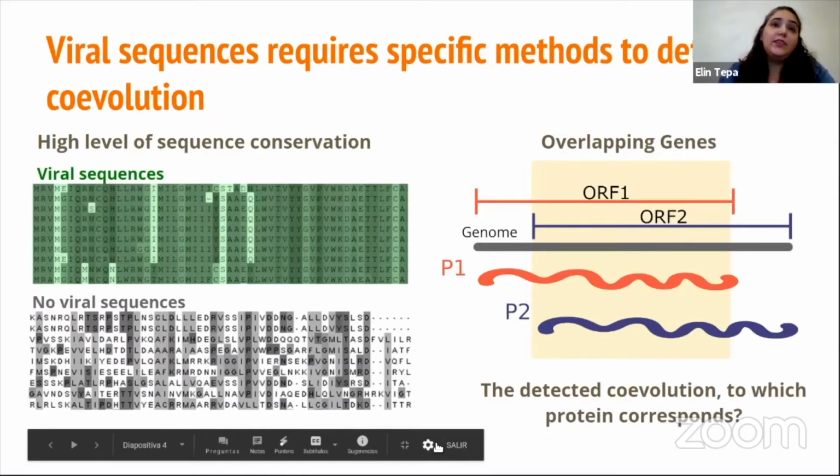So a variety of methods exist to compute coevolution, however, they cannot be applied to viral sequences. Viral sequences require specific methods because of 2 reasons. One is the high level of sequence conservation, which makes it more difficult to distinguish between signal and noise. And the second characteristic is the abundance of overlapped open reading frames. That is when 2 or more proteins are coded for by the same nucleotide sequence. In those cases, we cannot be sure if the detected signal comes from protein 1, from protein 2, or from both of them. It's a frequent problem because the genomes of most viruses have overlapped genes.